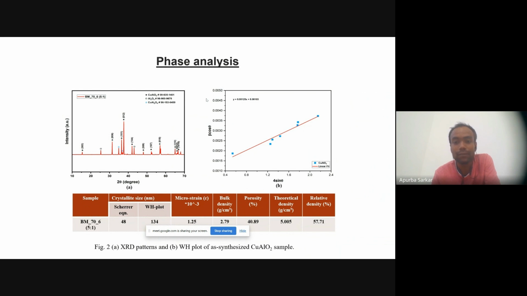We also plotted the Williamson-Hall plot to calculate the crystallite size and microstrain from the X-ray data using the modified Scherrer equation, and we get the crystallite size about 48.9 nanometer from Scherrer's equation, and from Williamson-Hall plot 134 nanometer, and microstrain 1.25. We also calculated the bulk density and porosity using the Archimedes principle, and we got the bulk density 2.79 gram per centimeter cube, which is almost 58% of the theoretical data, and porosity around 40%.